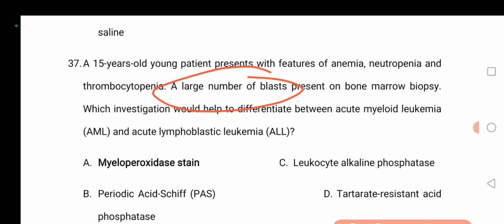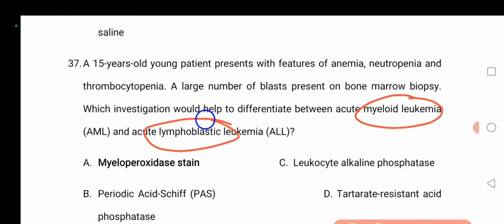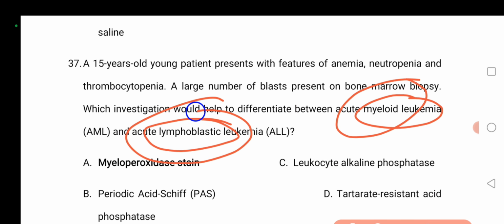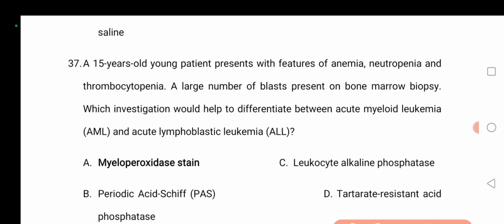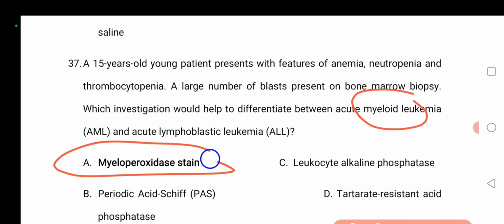So in acute leukemia, we also have to identify whether it is myeloid or lymphoid. So we have to identify which chemicals or enzymes are present on myeloid cells and lymphoid cells. The most common enzyme that is present in myeloid cells is myeloperoxidase.